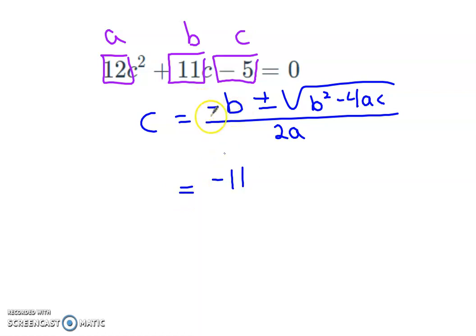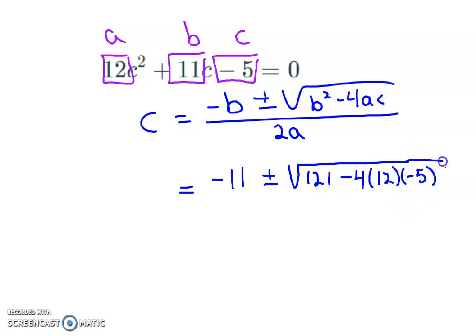So negative B, so negative 11, plus or minus the square root of, make a big long square root sign because you'll need it. I like to go ahead and just square B at the beginning. So B is 11, so 11 squared is 121. Okay, minus 4 times A, which is 12, times C, which is negative 5. Don't forget the negative in there. Make your square root sign as long as you need it. Big giant fraction bar, all divided by twice what A is. So I'll just write down 24.